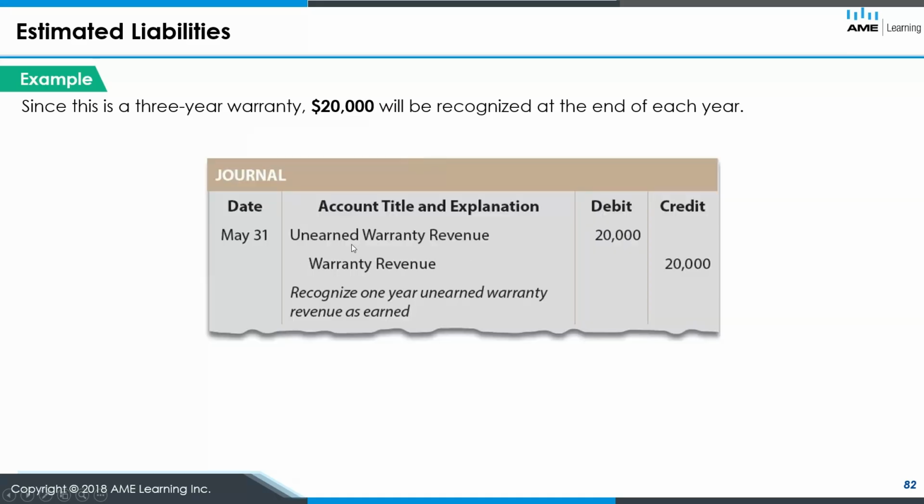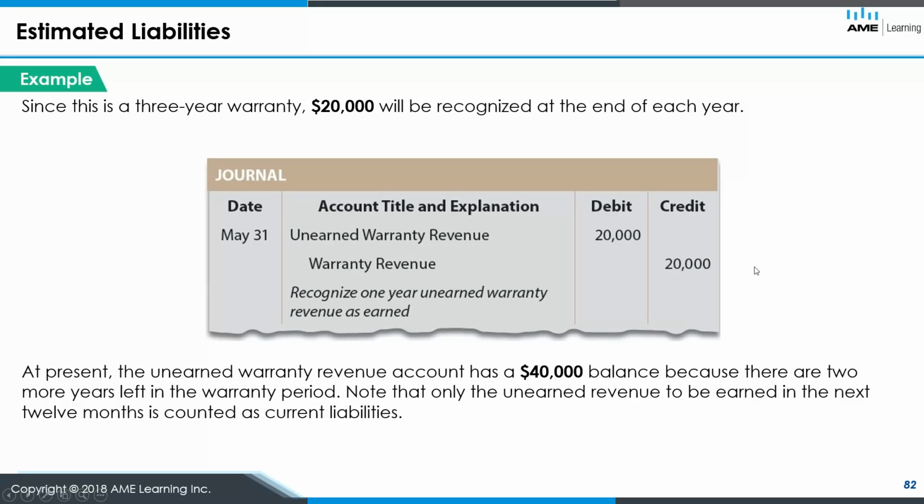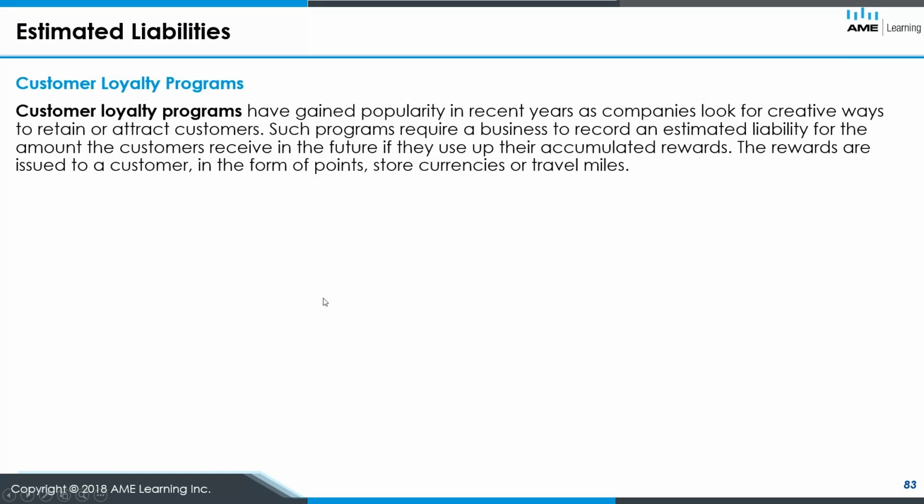We recognize the unearned warranty revenue, which will decrease by 1/3 because it's a 3-year coverage period. And so we write down the value and record the revenue, and we decrease the liability, the unearned piece, by 1/3 every year in this instance, for example. So at the end of the year, we have a $40,000 balance because there's 2 more years left. And note that only the unearned revenue to be earned in the next 12 months is counted as current liability. So again, remember that concept of separating out current versus non-current.